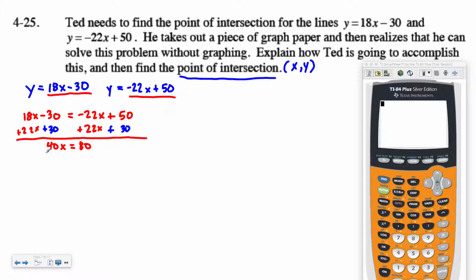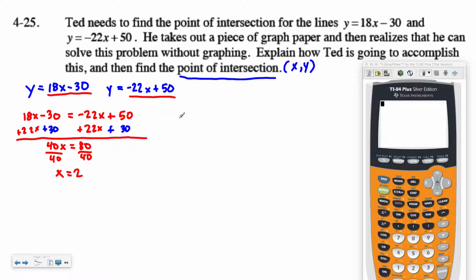Well, 40 times what number is going to give us 80? We know that we should end up with 2. So x equals 2. Now that's the solution to this equation right here, but we're trying to find the point of intersection. So we know that when x equals 2, we need to also figure out what the y value would be.